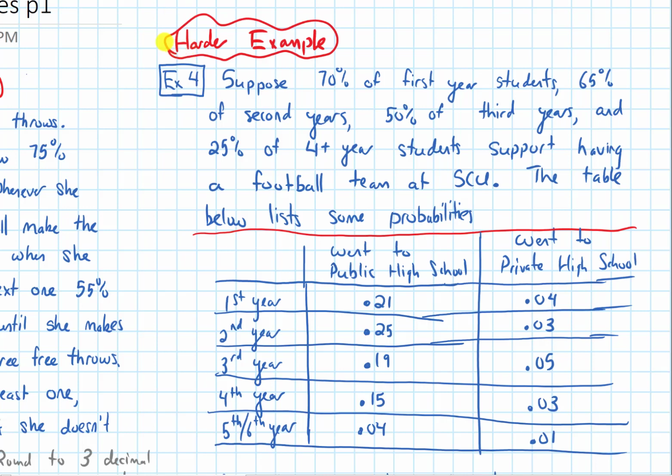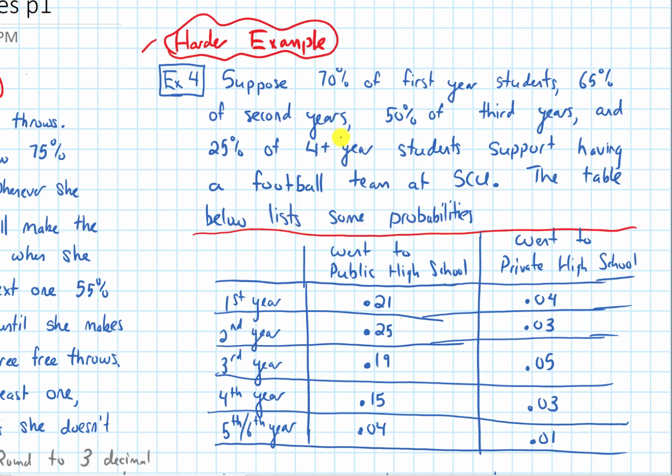In this video, we will do a harder conditional probability example that involves a table of values. So the example says, suppose 70% of first-year students, 65% of second years, 50% of third years, and 25% of 4+ year students support having a football team at SCU. The table below lists some probabilities.